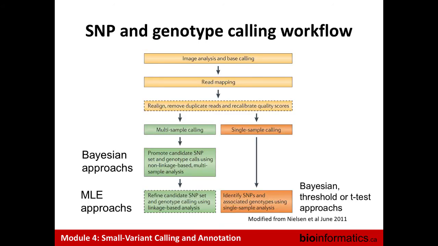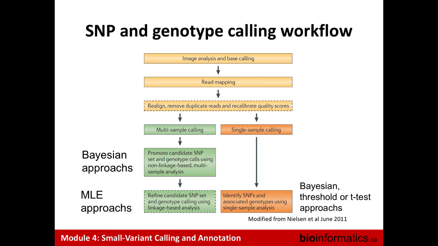So when we do SNP and genotype calling, the summary is: we have the machine, we do the base calling, we generate FASTQs, and we map our reads, then we improve our alignment, and then there are two ways of doing the variant calling. You can do single sample calling, where each sample you call the variants individually.